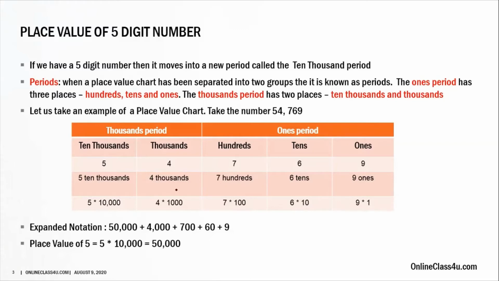Now, to find out the expanded notation of this number, it will come as 50,000 plus 4,000 plus 700 plus 60 plus 9. If we add these, we'll get the number 54,769. Now, if I want to find the place value of 5, it will come as 5 into 10,000. Why? Because 5 is under the 10,000s place. So the place value of 5 is 50,000.